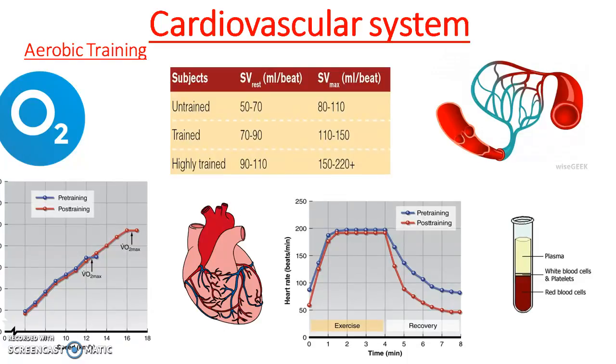For example, from this VO2 max graph, we can see that with training, an athlete reaches their VO2 max later on in the test and at a higher speed. This means that they have reached the maximum consumption, utilization and distribution of their oxygen later on in exercise, simply meaning their performance is improved. Now we can look at adaptations that happen specifically to the heart.